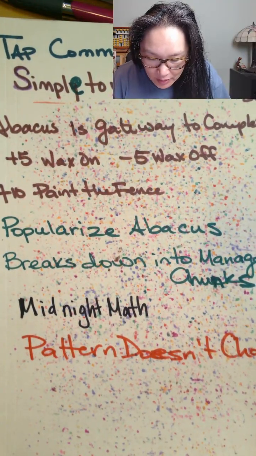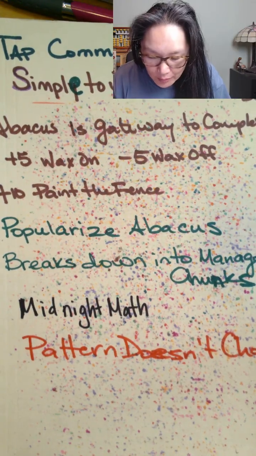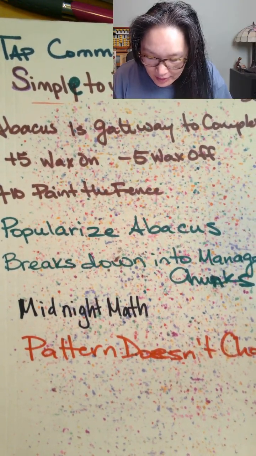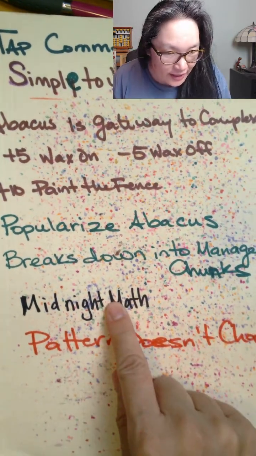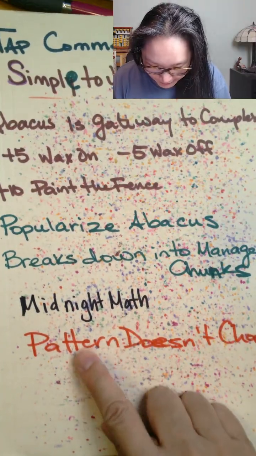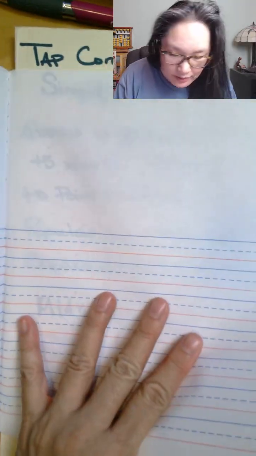Abacus is the gateway to complex math. Well, I'm trying to popularize Abacus, and Abacus breaks down into manageable chunks. And right now we're doing midnight math. Pattern doesn't change. Pattern doesn't change.